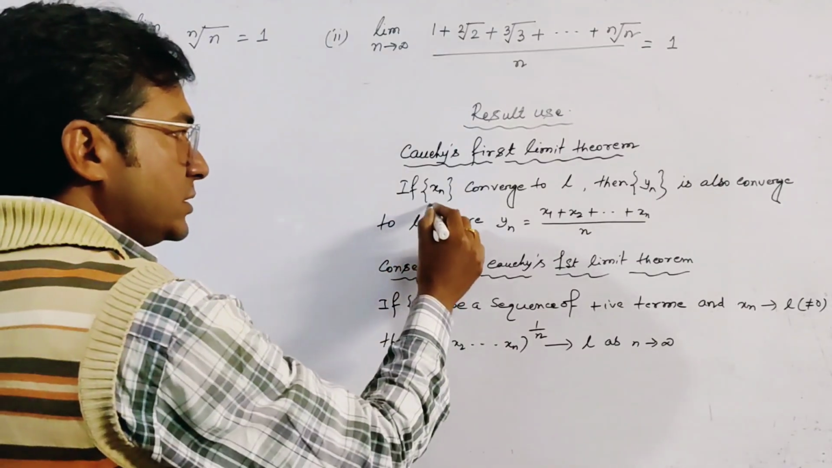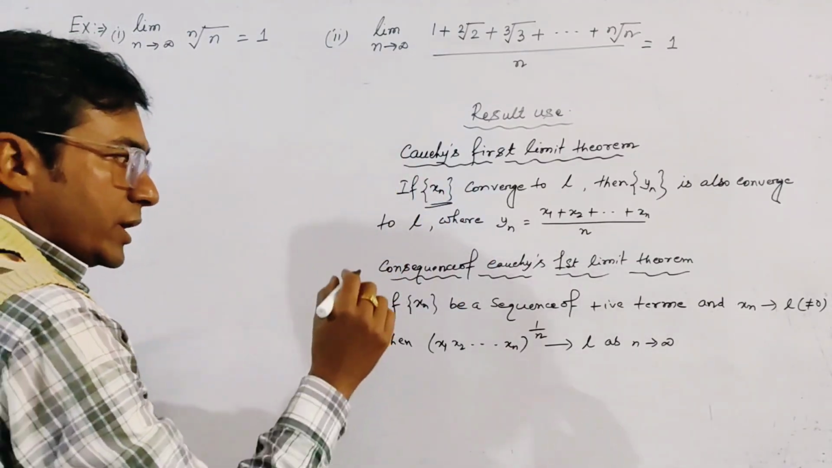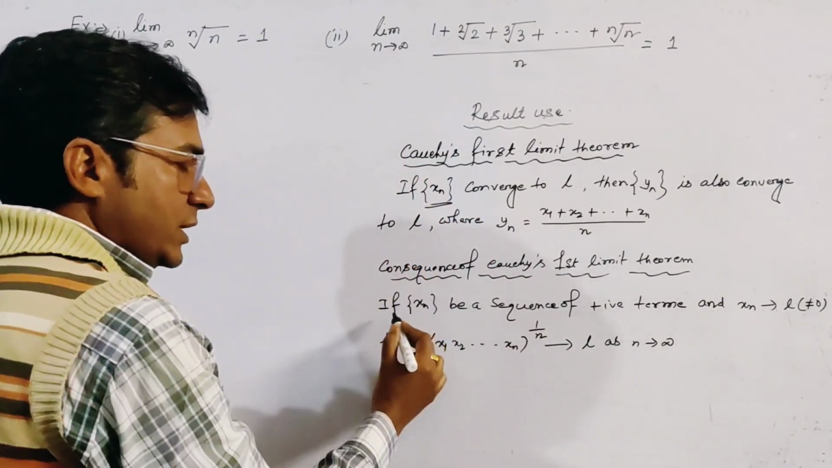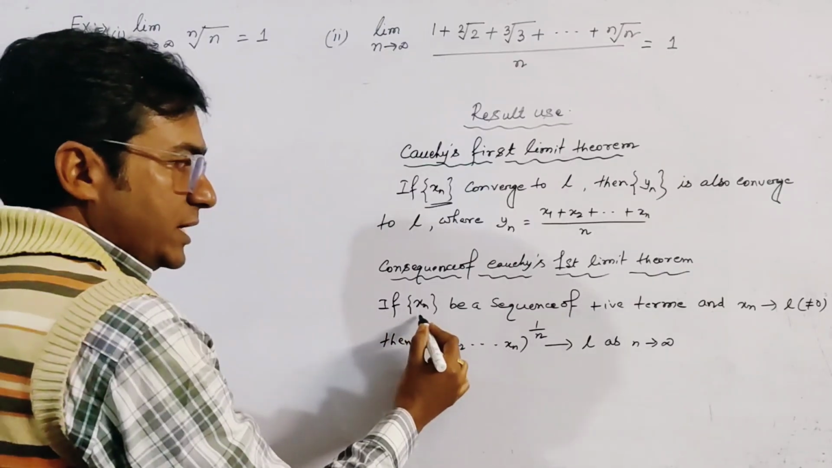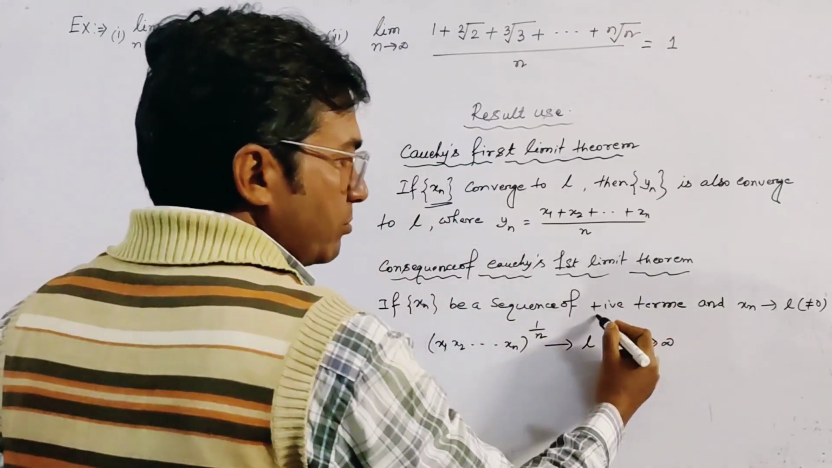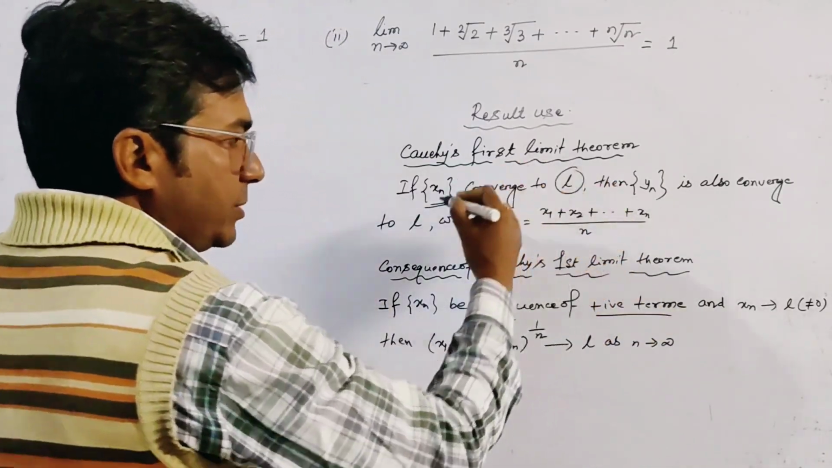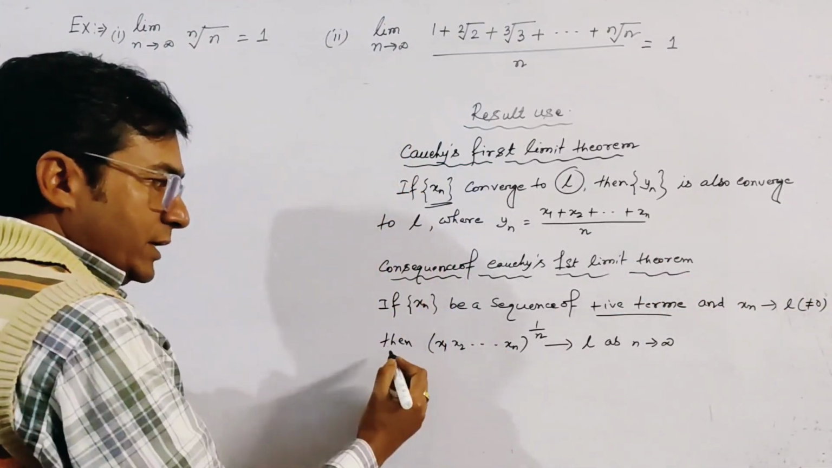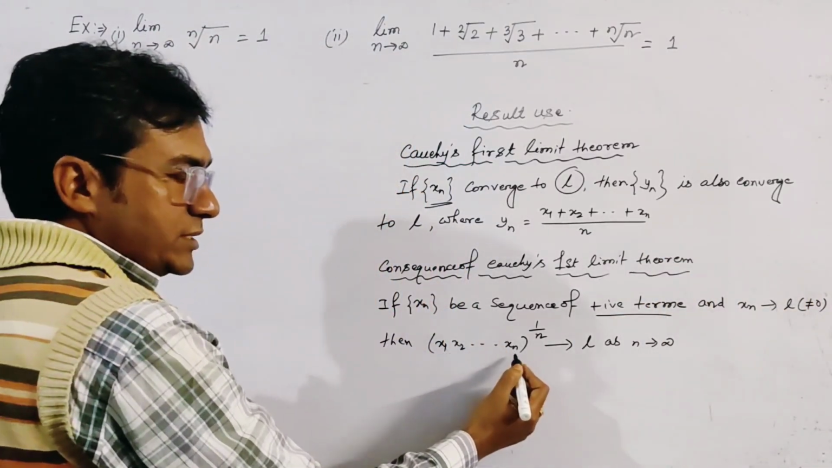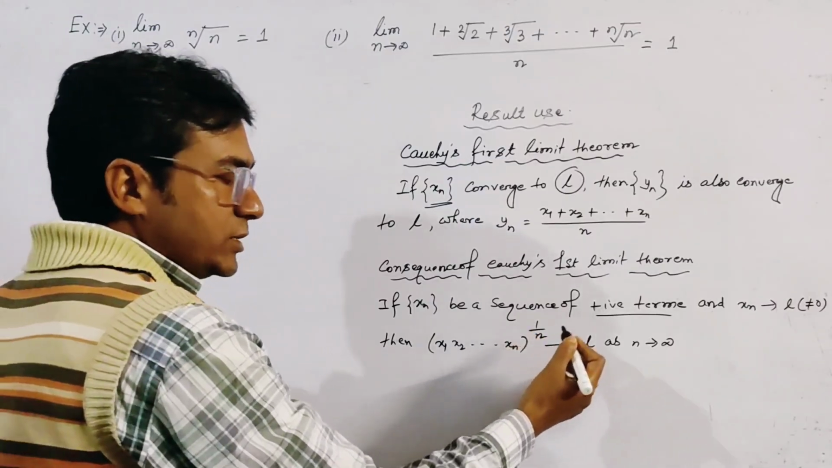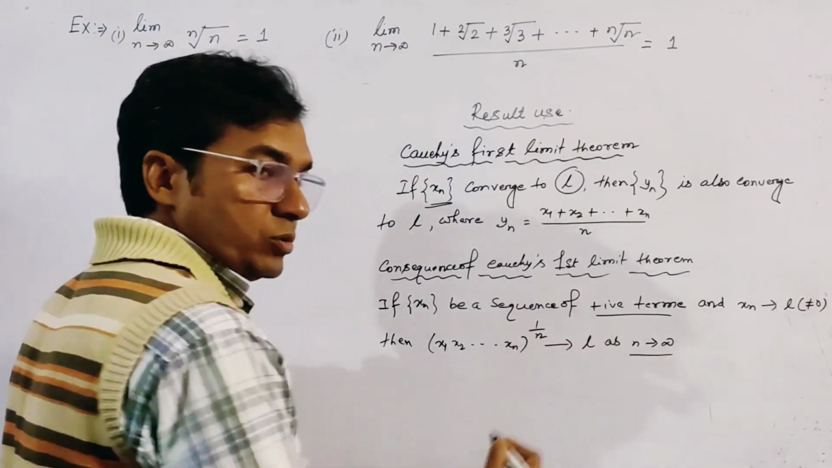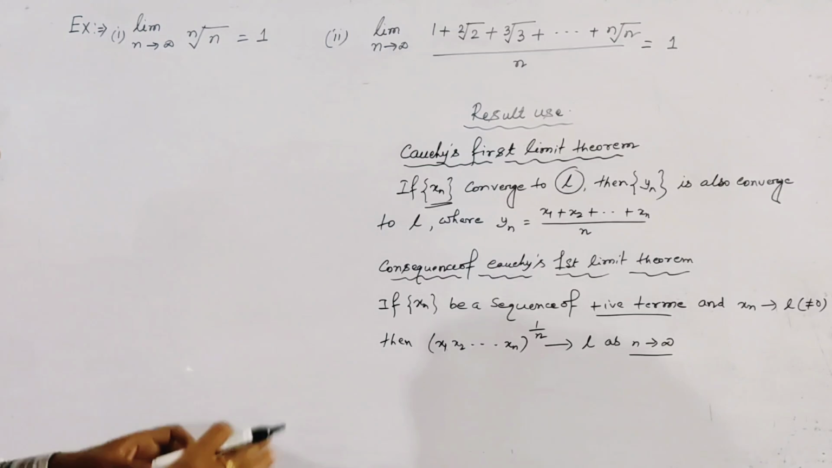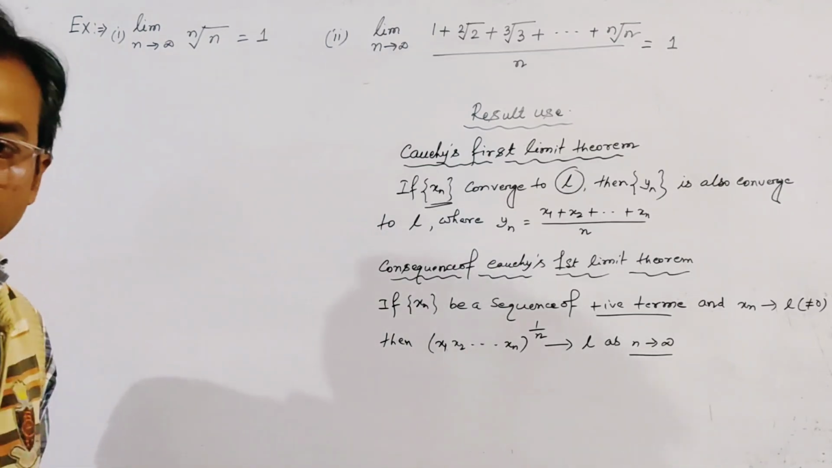If xn is a sequence of positive terms, and if the limit L is not equal to 0, then we conclude that (x1 · x2 ··· xn) to the power 1 by n also tends to L as n tends to infinity. These two results are used here.